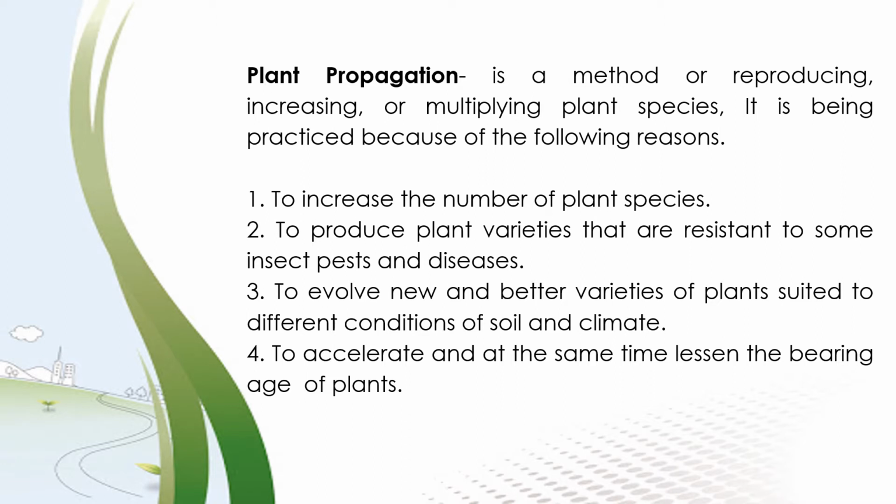The first one, to increase the number of plant species. Number 2, to produce plant varieties that are resistant to some insects, pests, and diseases. Number 3, to evolve new and better varieties of plants suited to different conditions of soil and climate. Number 4, to accelerate and at the same time lessen the bearing age of plants.